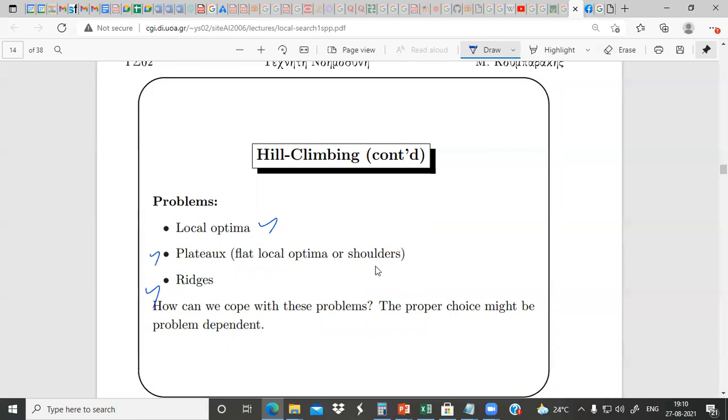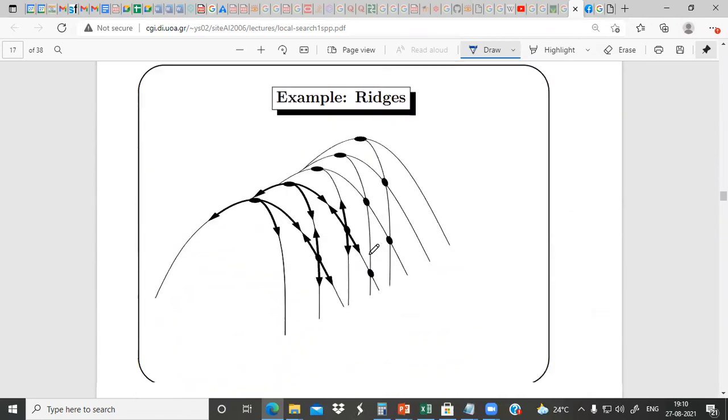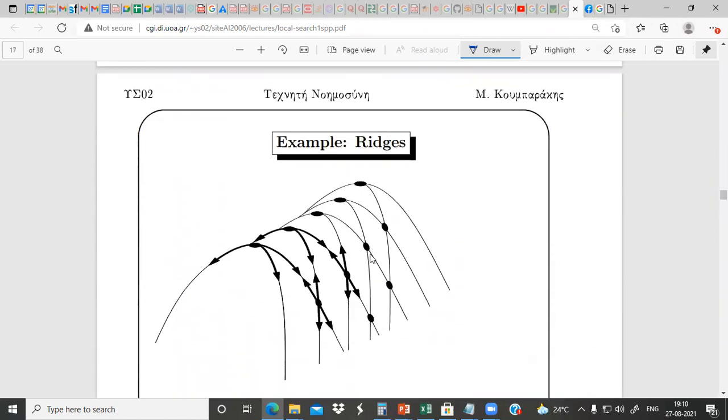A plateau is like a flat area. Like in the diagram we have discussed, the local optima and shoulders are called plateaus. Okay. What are ridges? Again, this is the same diagram which we already discussed. Ridges are something like this. Ridges are continuous local maxima. You are getting continuous local maxima. See, this is one local maximum. Immediately after that, you get another local maximum. Immediately you get another local maximum. So that type of area is called ridges.